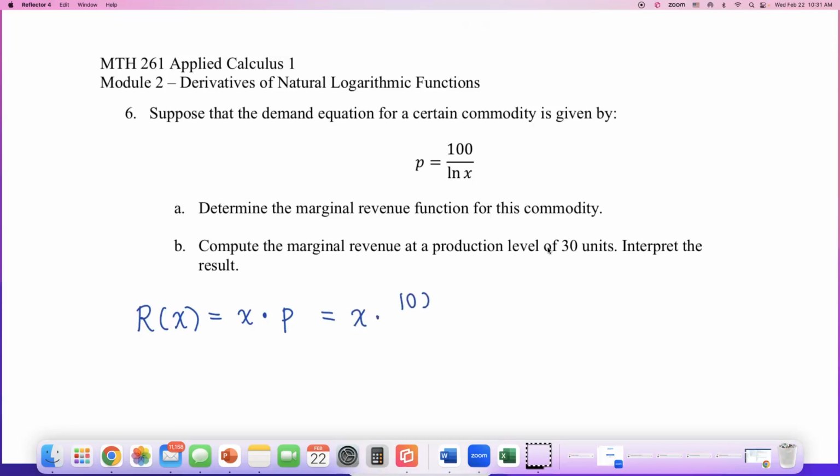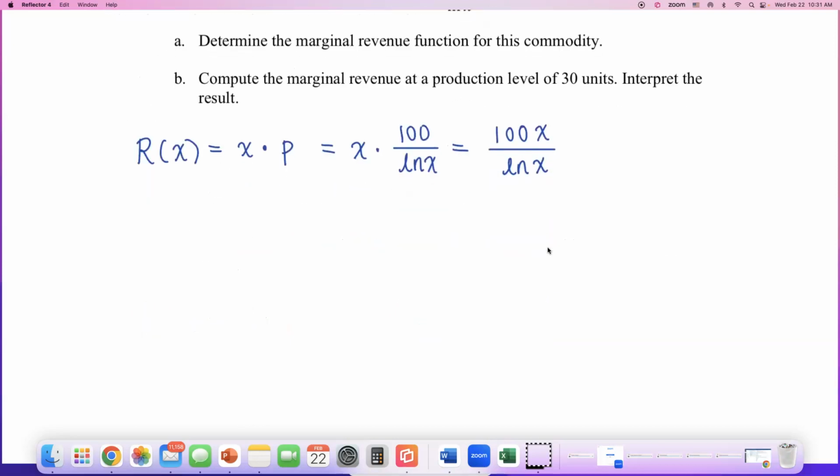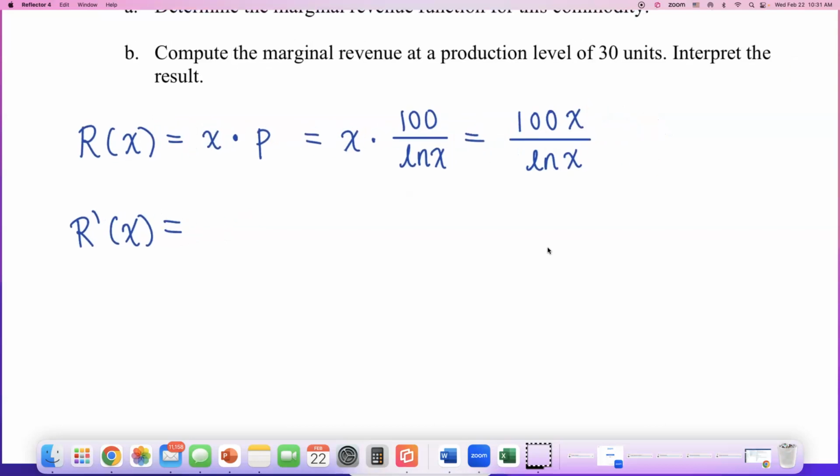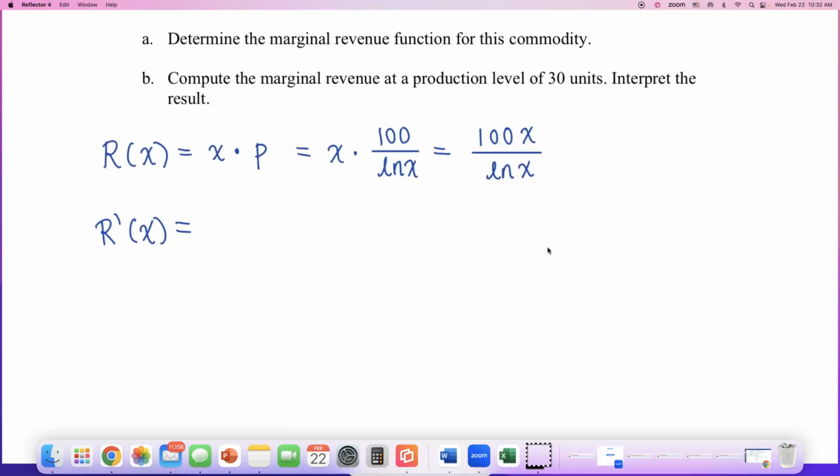the demand function. So here that's going to be x times 100 over natural log of x, which you can write as 100x divided by natural log of x. Now marginal revenue is going to be the derivative of this total revenue function. So let us find that marginal revenue function by taking the derivative. I'm going to be taking the derivative of this function right here.